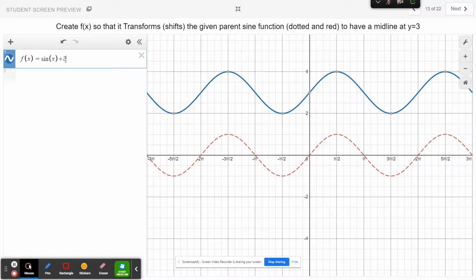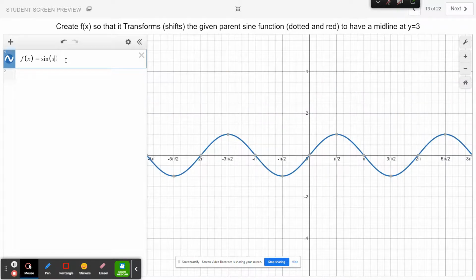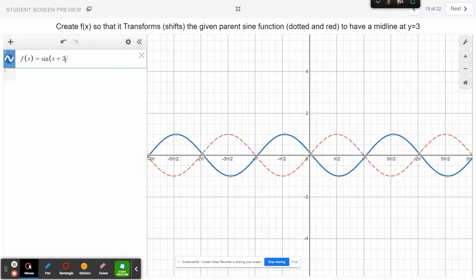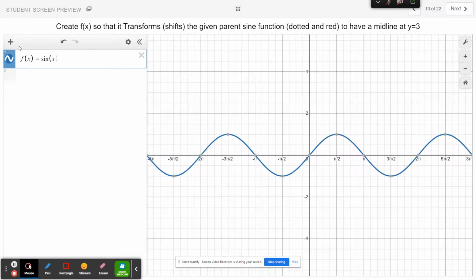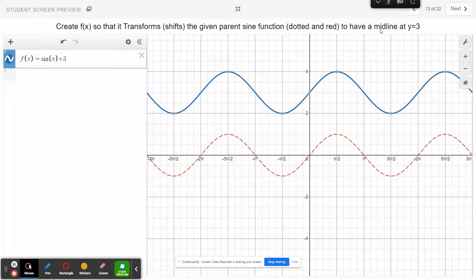If I put it inside the parenthesis, it's the h. That's shifting it left 3 spots. So it's taking that 0, 0 point and putting it to negative 3, 0. We don't want that. We don't want left. Our midline here is still 0. It didn't do anything to the midline. To affect the midline, it's the k, and the k is outside of the parentheses.